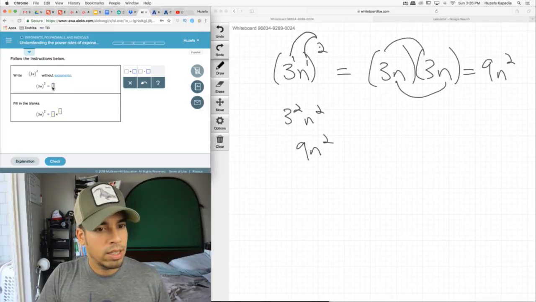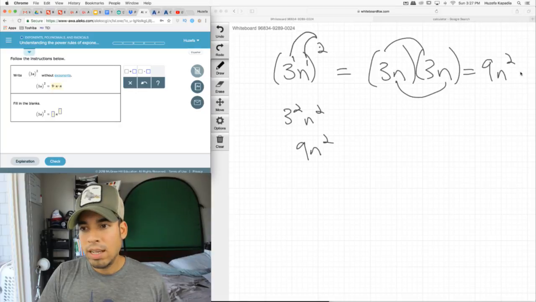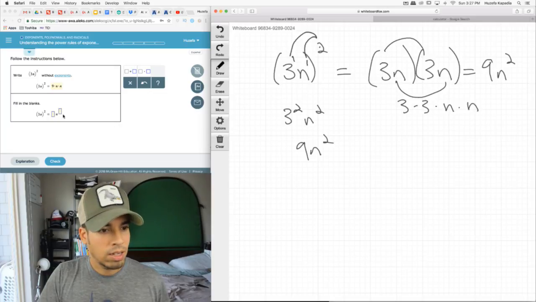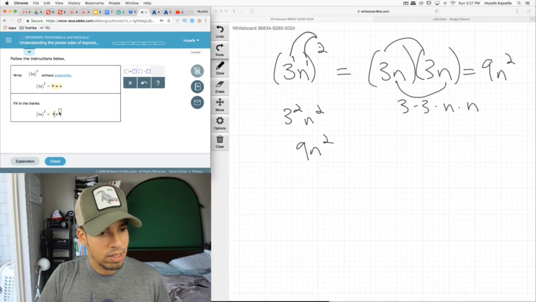So if I want to write this without exponents, I can write it as 9 times n, right? 9n squared, that's what I could have written here as 3 times n, or 9 times n. And then now I can also write it as 9n squared.